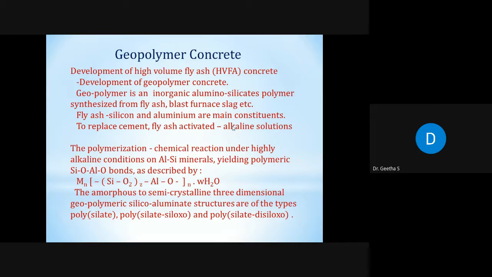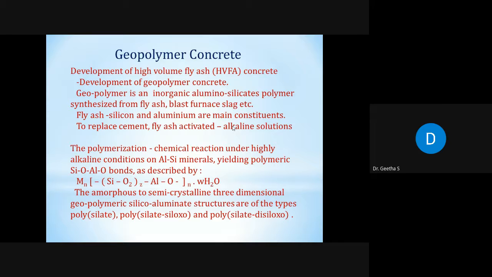The main difference between conventional concrete and geopolymer concrete is that in conventional concrete we have a hydration reaction where calcium silicate hydrate is formed, but here we have a polymeric reaction. For this polymeric reaction, which contributes to the strength of the geopolymer concrete, we need alkali activation of the fly ash material.